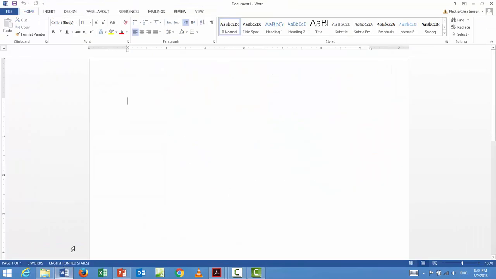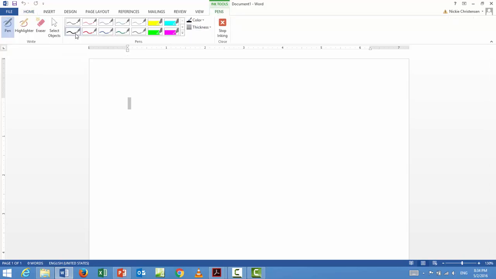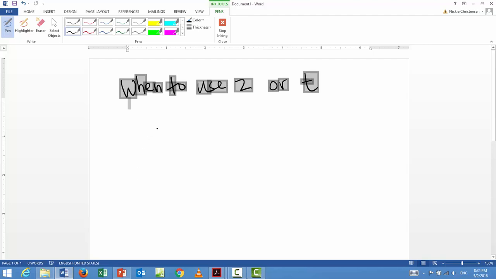And I will write, for those of you who attended class, I really stress that you should write this down. Okay, this is the rule for when to use Z or T. So, why is this not working? Okay, so when, I have no idea why it's doing that, when to use Z or T. Please stop making those boxes around everything I draw.